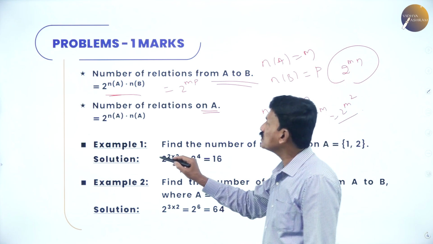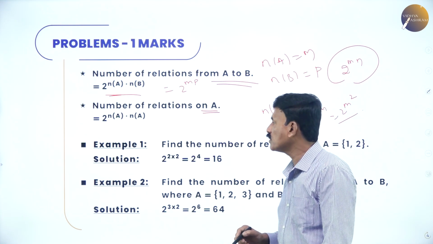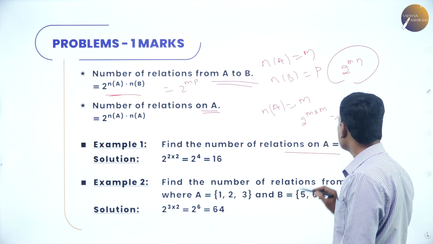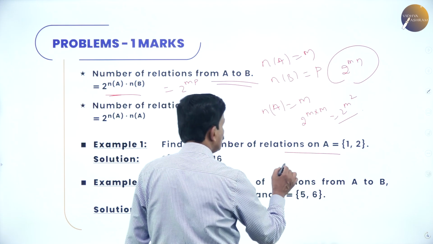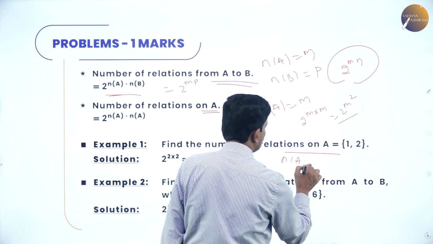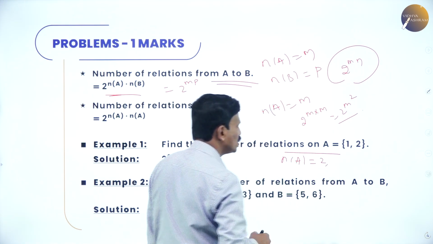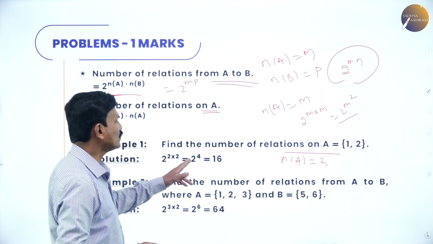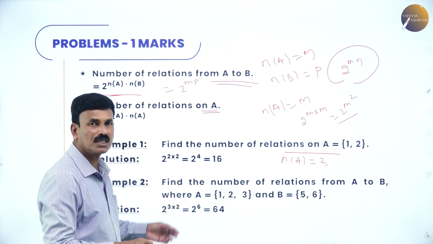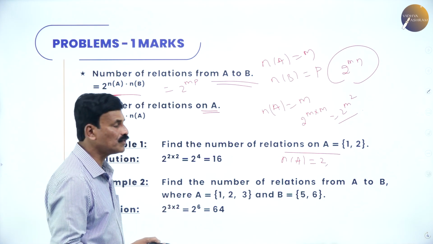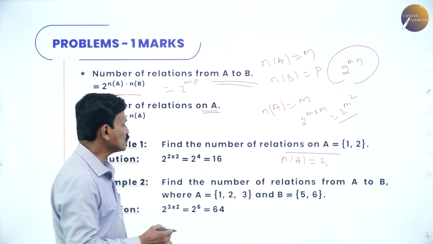Now let us take an example. This is a 1 mark question. You may expect this type of question for 1 mark. Find the number of relations on the set A equal to 1 comma 2. See here, how many elements are there? The number of elements in A is 2. So the number of relations from A to A is 2 to the power of 2 into 2, that is 2 into 2 is 4. 2 to the power of 4 is 2, 4, 8, 16.